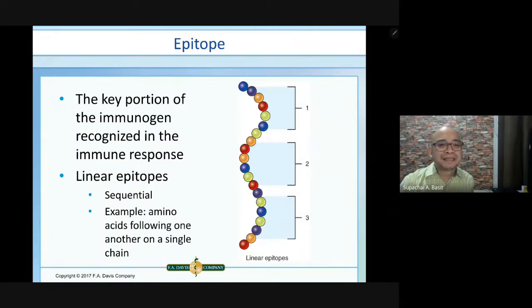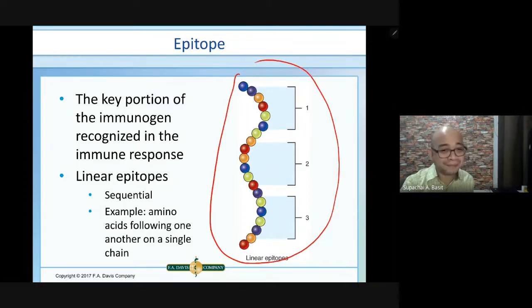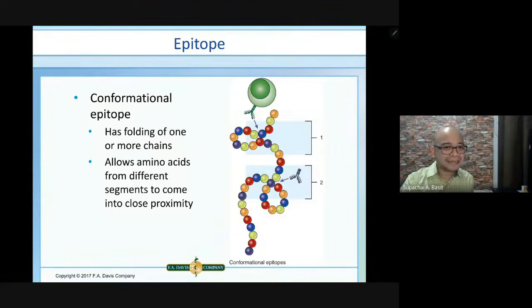And there are several examples of epitopes. Some of them could be a linear epitope. As you can see, amino acids follow one another on a single chain. So this is an example of a linear epitope. Then we also have the conformational epitope. A conformational epitope is more flexible because it has folding of one or more chains. So you can have a folding here, and then another folding here. It allows amino acids from different segments to come into close proximity. So we call it the conformational epitope.